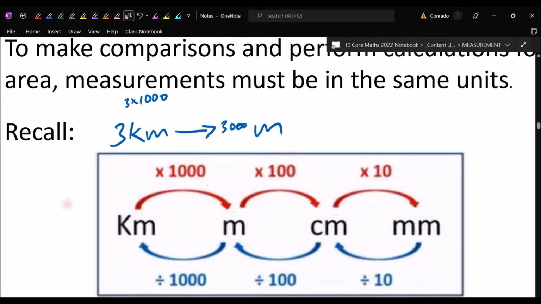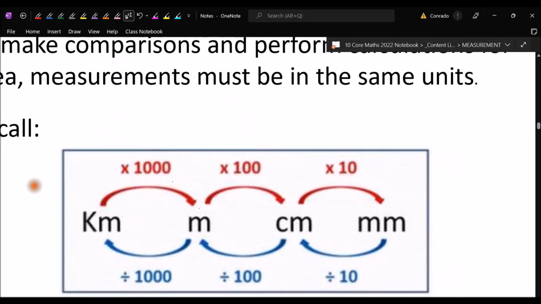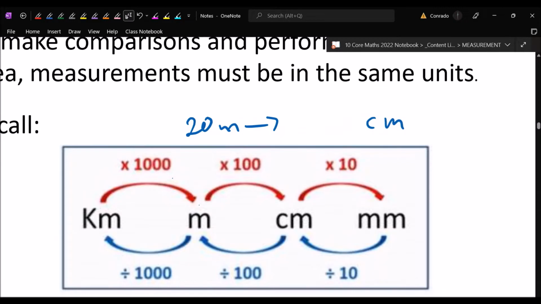If I want to go from, let's try another one, meters. So let's say you've got 20 meters and I want to change it to centimeters. To go from meters to centimeters, you're multiplying by 100. So 20 times 100 will equal 2,000 centimeters.